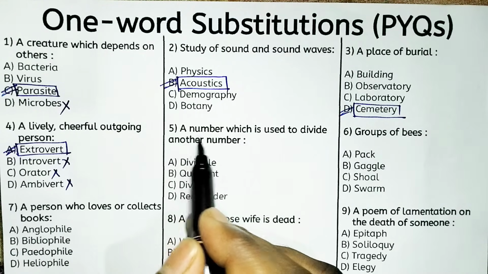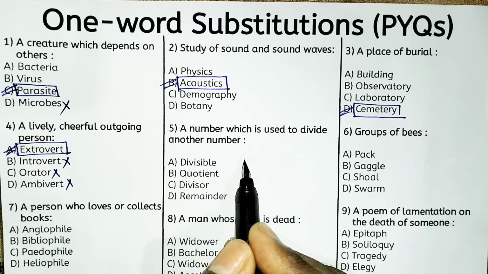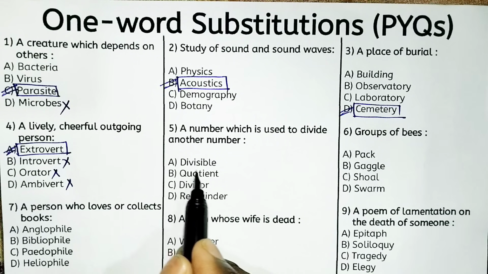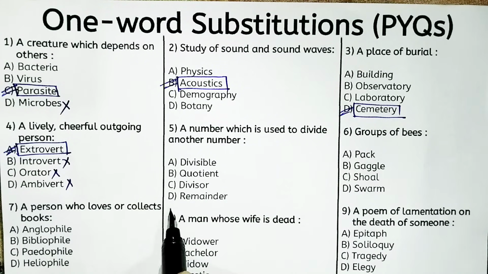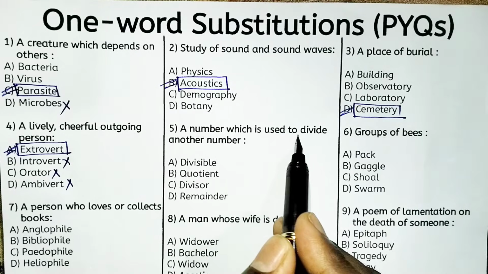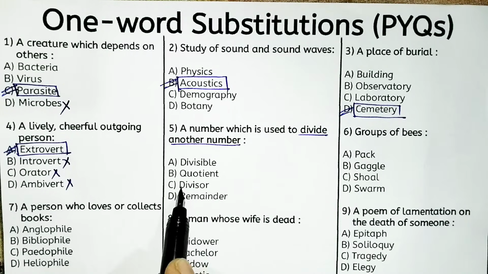Next, a number which is used to divide another number. That is option A, divisible. Option B, quotient. Option C, divisor, or option D, remainder. So look, a number which is used to divide another number, that is undoubtedly option C, divisor is the right answer.